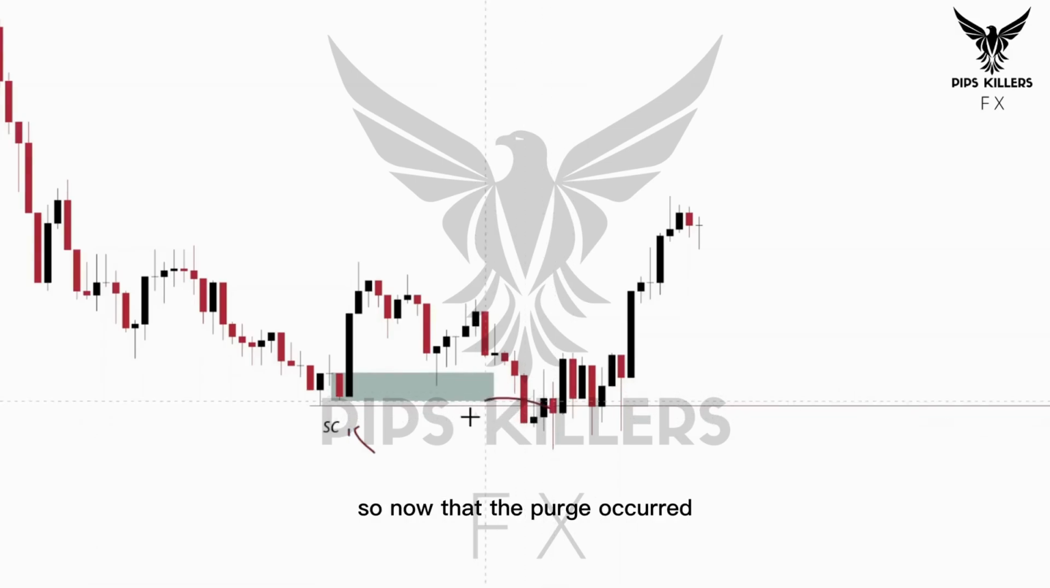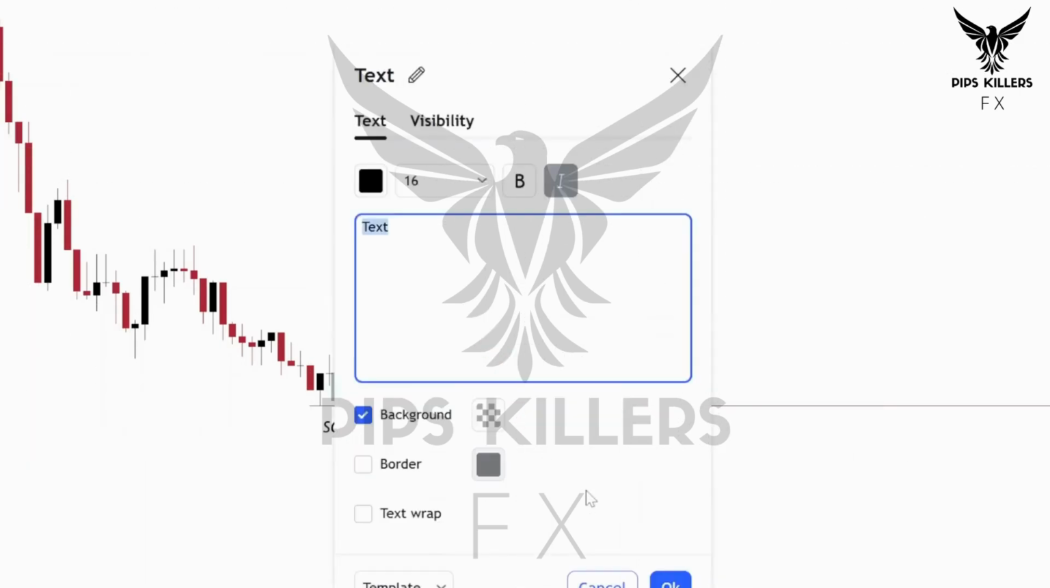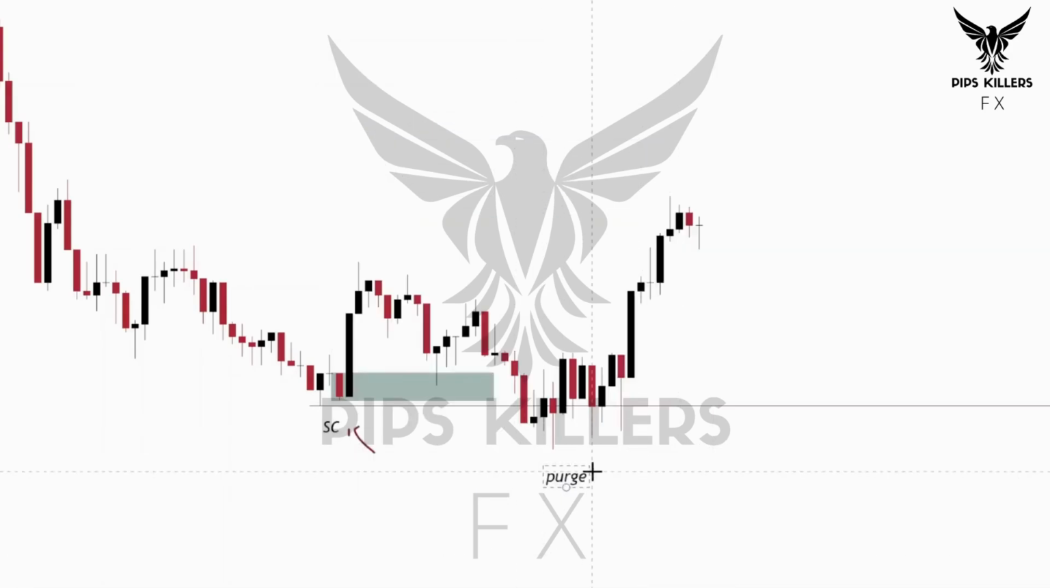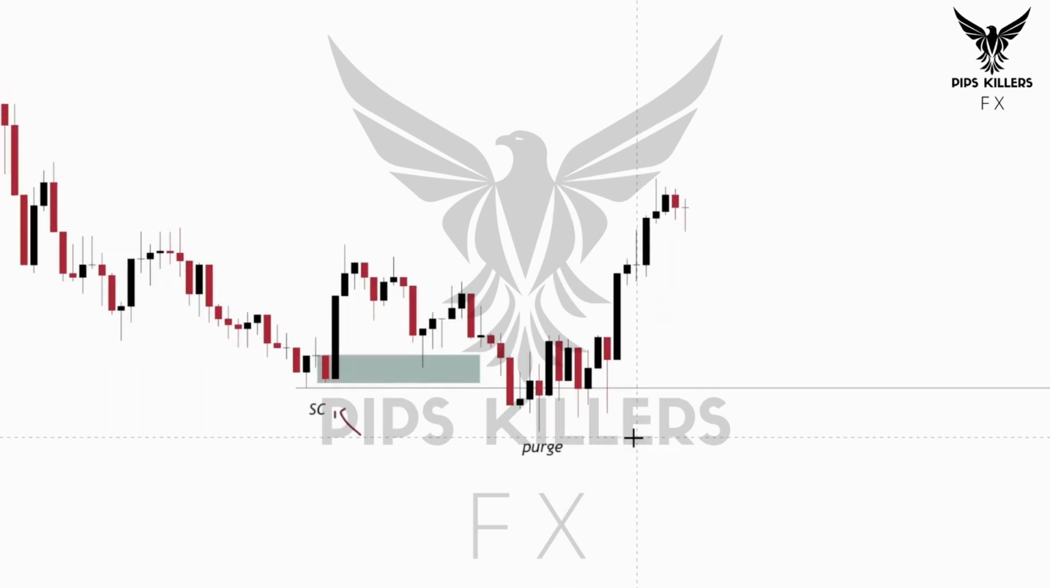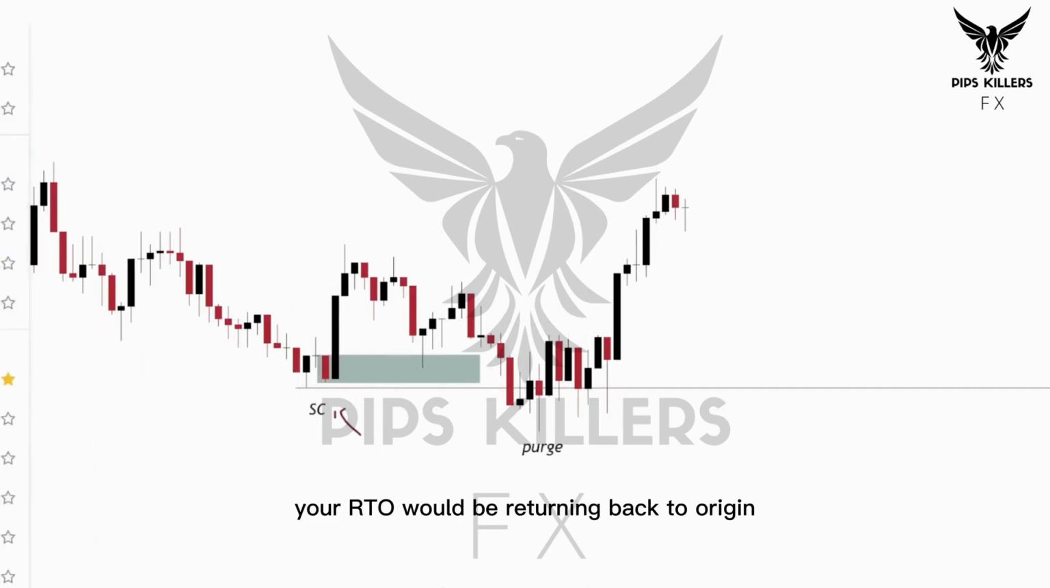So now that the purge occurred, you can, of course, try to find the entry within your micros of your purge, so in the lower time frame of your purge, or you could wait for your RTO. Now, where would the RTO be? Your RTO would be returning back to origin.